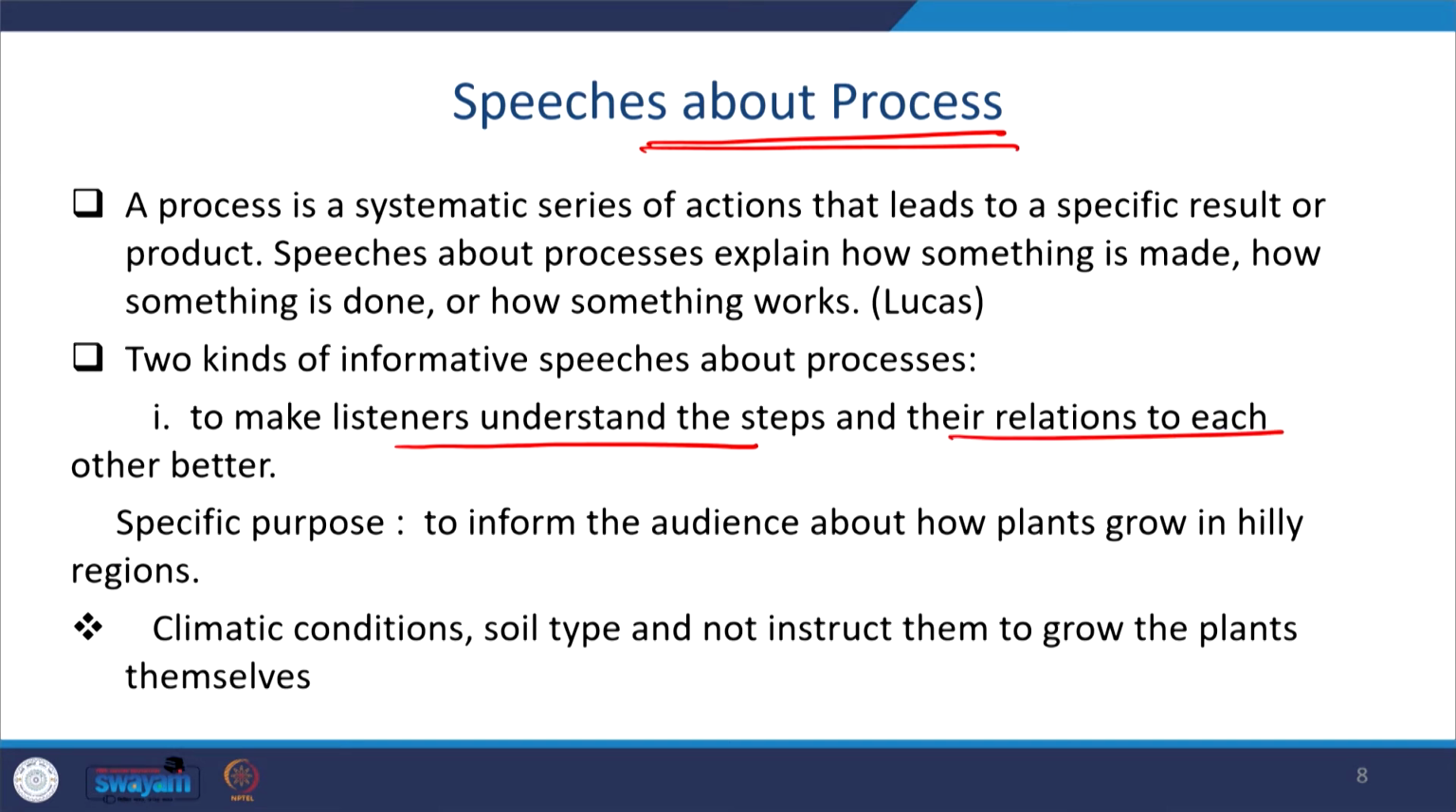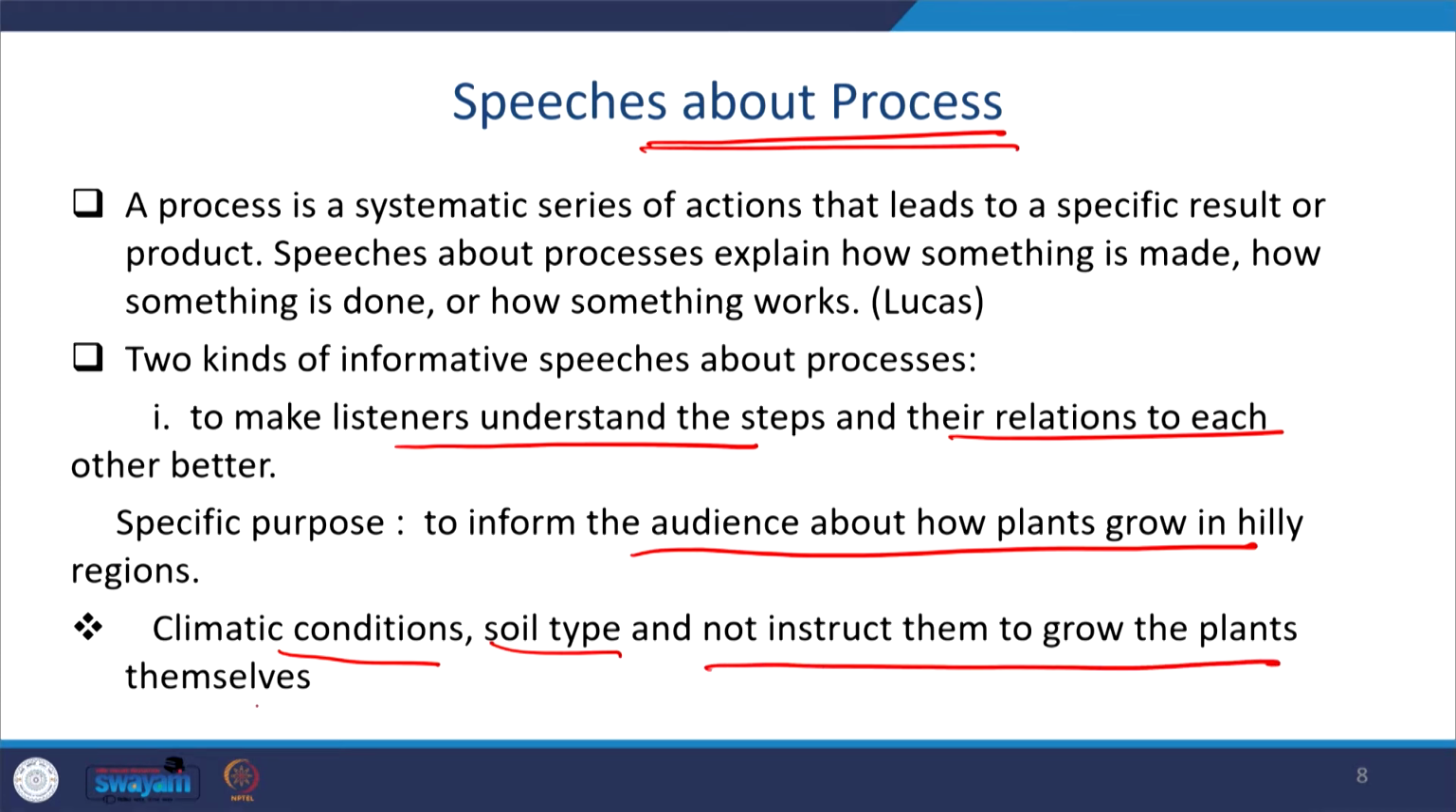In such a speech, your specific purpose is to inform the audience. Say, for example, you are going to talk about the process of growing trees or plants in hilly regions. Now, what could be the other points? The other points could be climatic conditions and soil type. While doing that, please see that you do not instruct them to grow the plants themselves. Actually, you are telling them about the process. Fine. So, you will simply tell them about these steps.